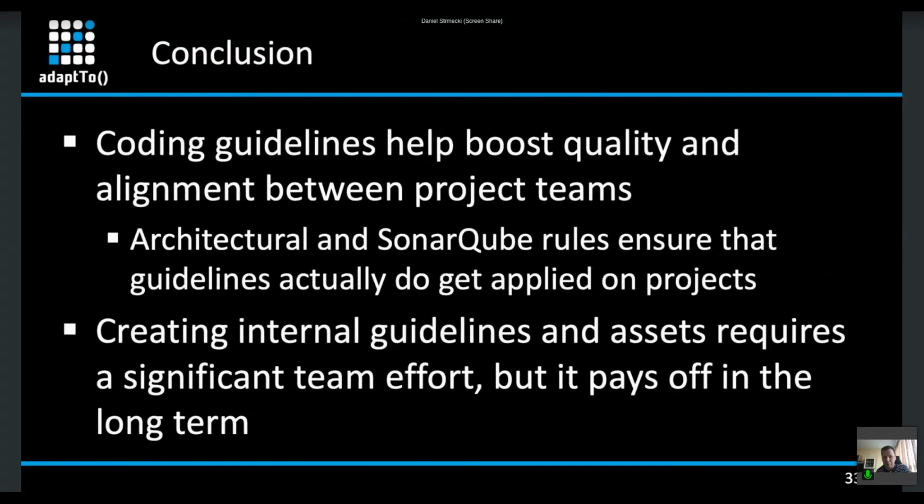Coding guidelines can help you boost quality and alignment between your project teams, and they could be automated using libraries like ArchUnit, using SonarQube rules, custom SonarQube rules. You can actually ensure that they get applied. But of course, creating this kind of internal guidelines, artifacts, custom rules requires an internal team effort. But I definitely think it pays off in the long term.